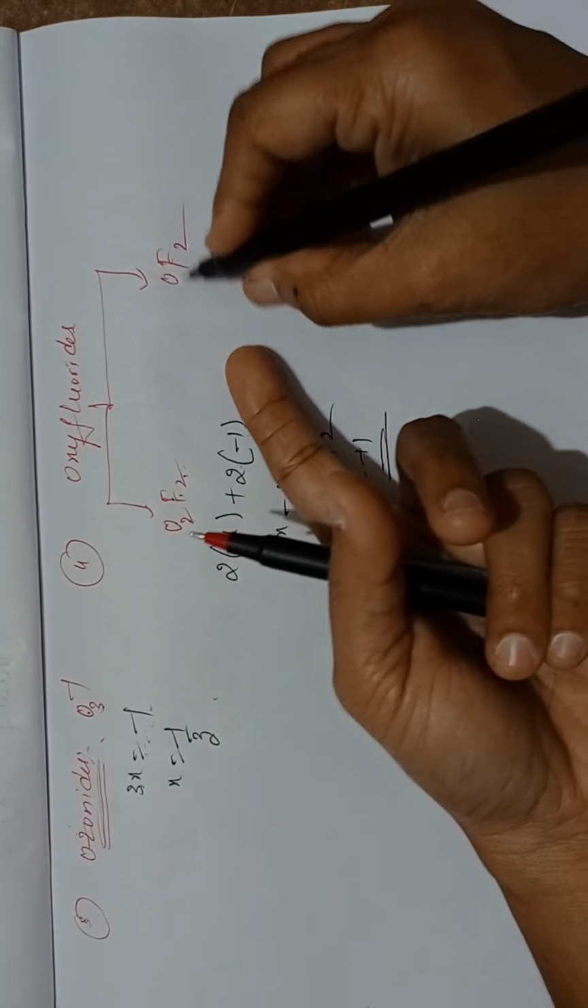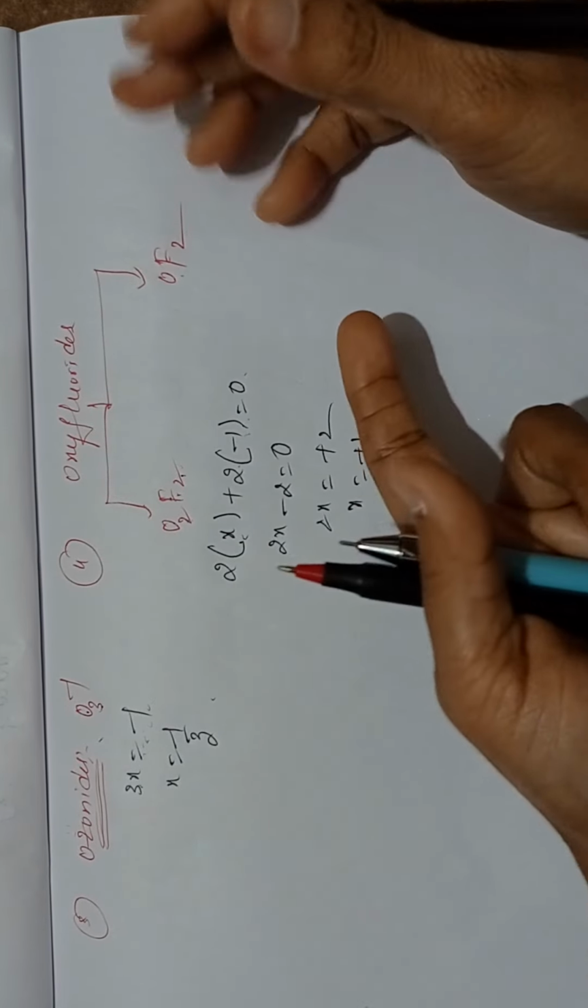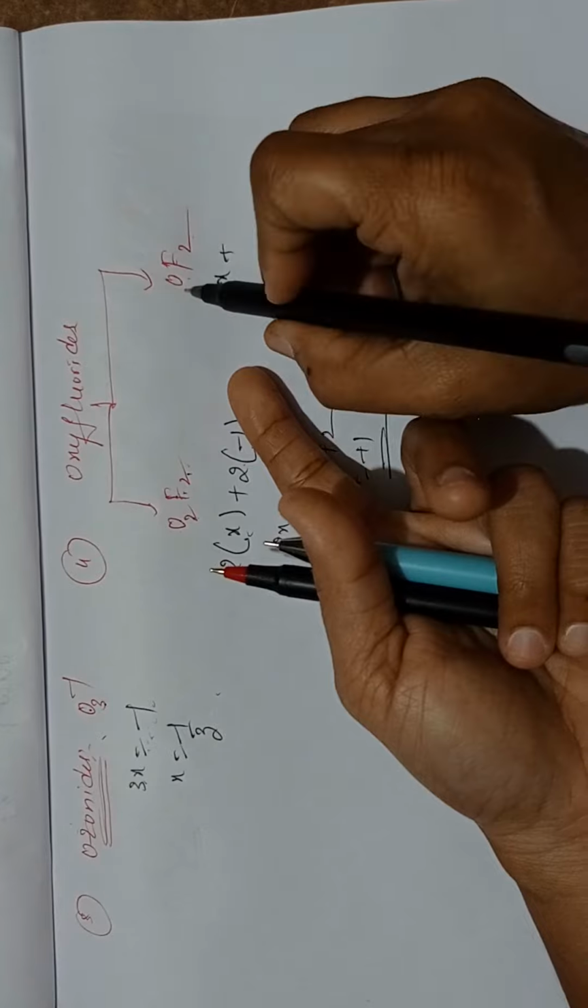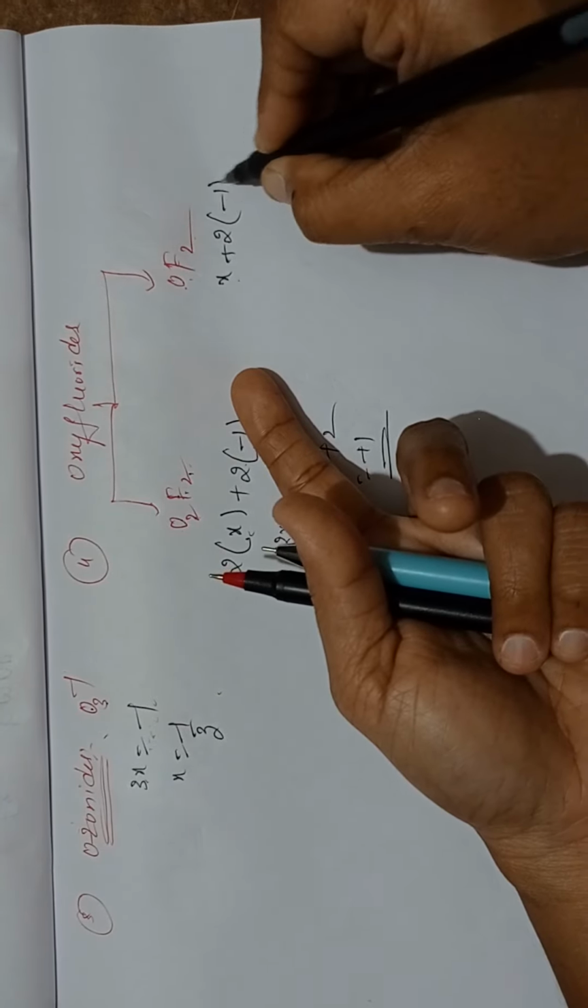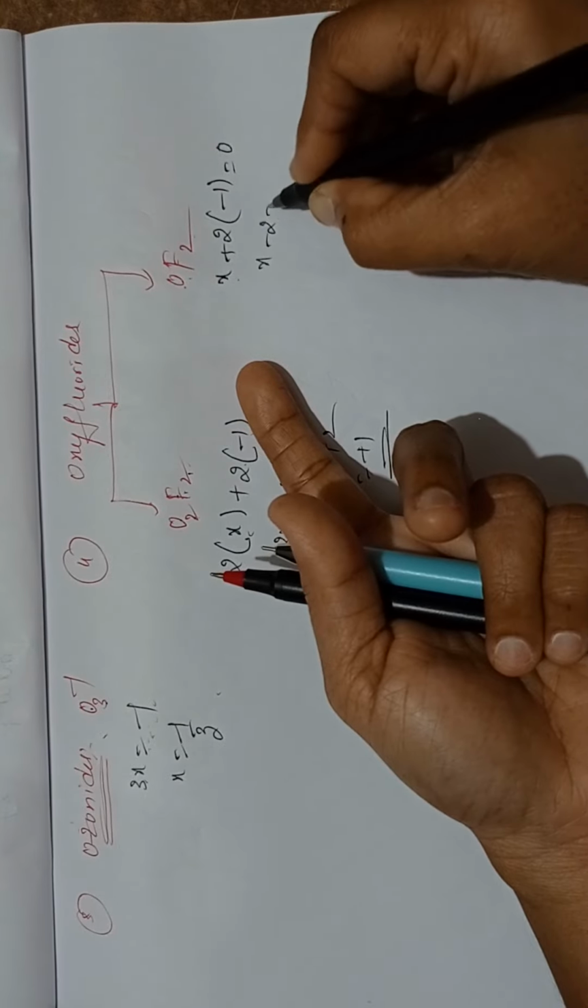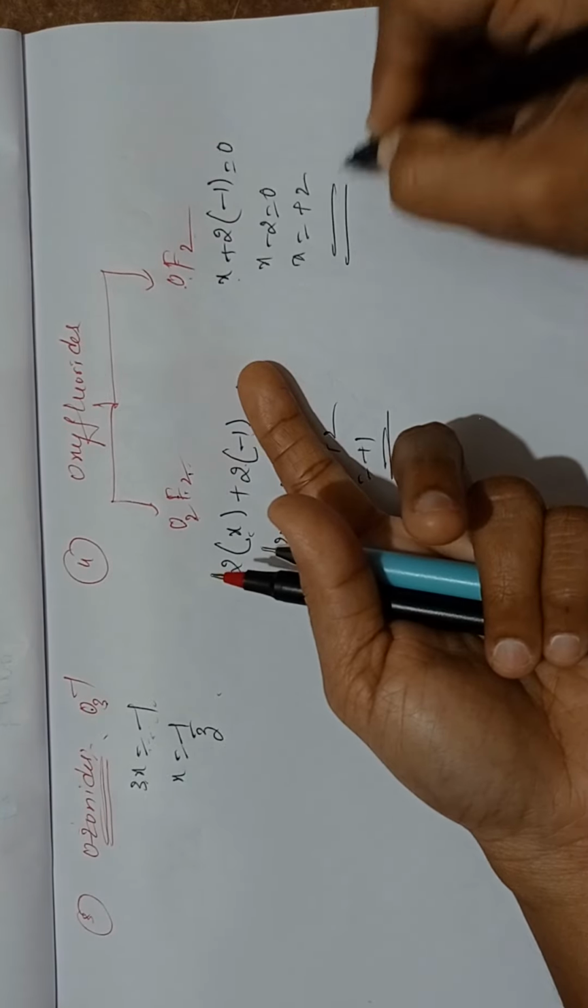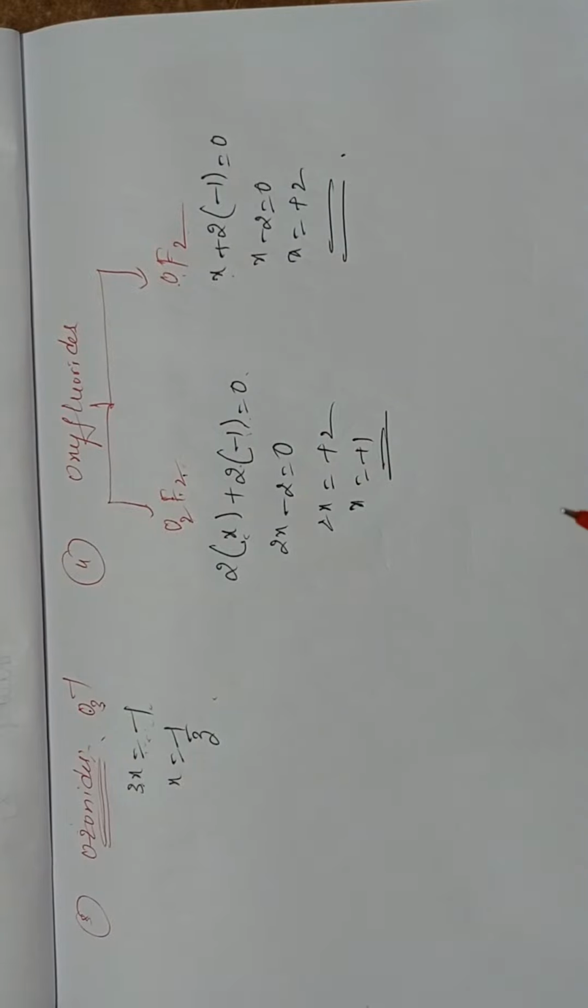Okay. In case of OF2, oxygen oxidation number, how to find it? X plus, because only one oxygen atom, X plus 2 fluorines are there, 2 into fluorine oxidation number -1. X minus 2 equal to 0. X is equal to +2, students. So these are the exceptional cases.